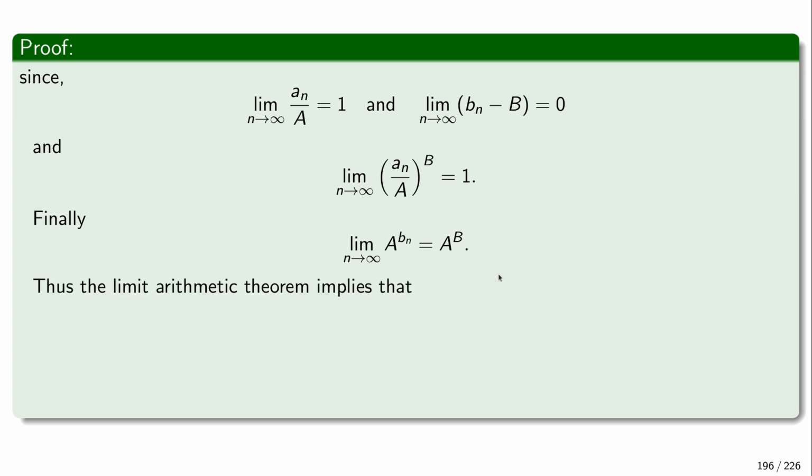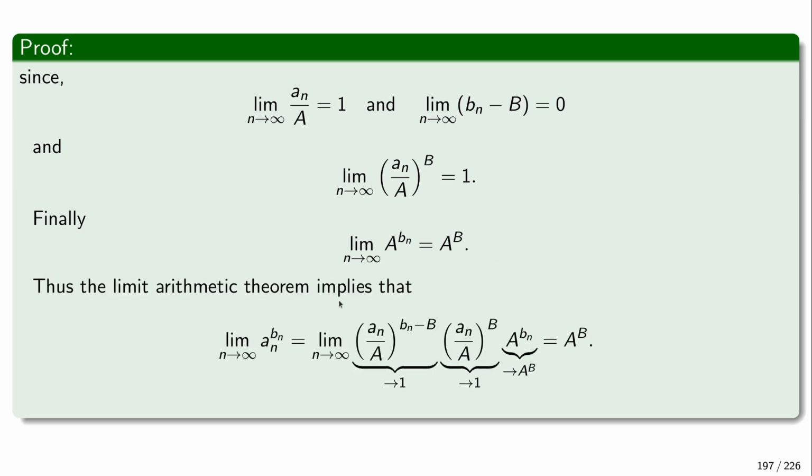Yeah, it's really satisfying. So now applying the limit arithmetic theorem, we wrote an to the power of bn in the following way. The limit of the first sequence is 1, the limit of the second sequence is 1, the limit of the third sequence is a to the power of b, so this limit is a to the power of b, as you would expect. So basically, the conditions here are that we need an to converge, we need bn to converge, and then for the exponent to be well defined, we need the sequence an to be strictly positive everywhere and convergent to a non-zero limit, and that's it.